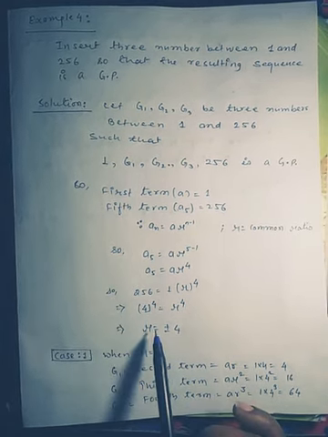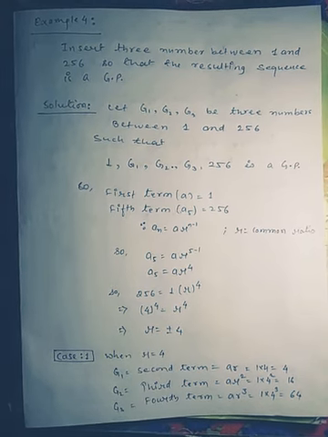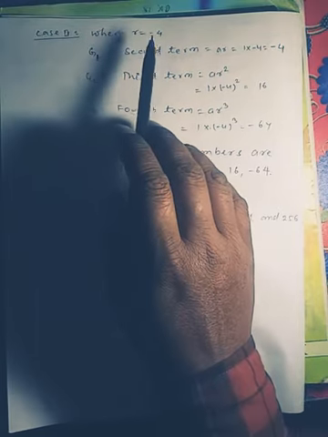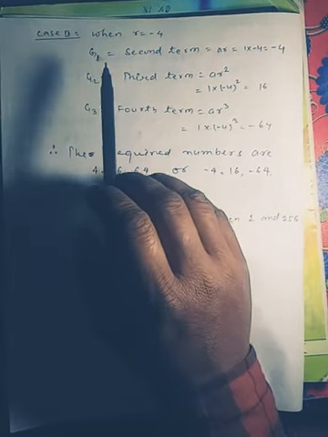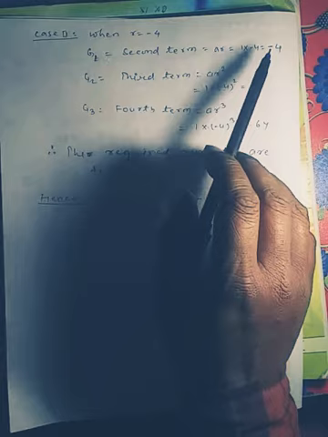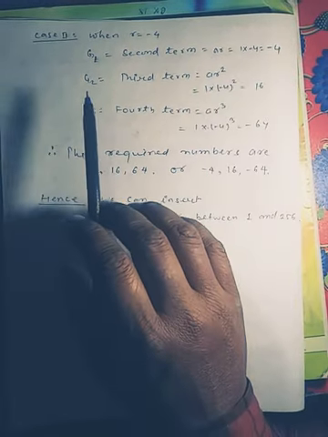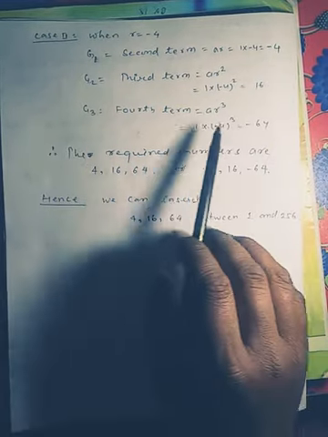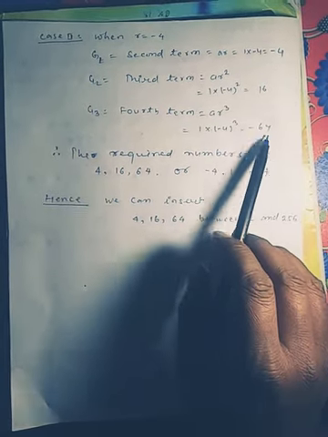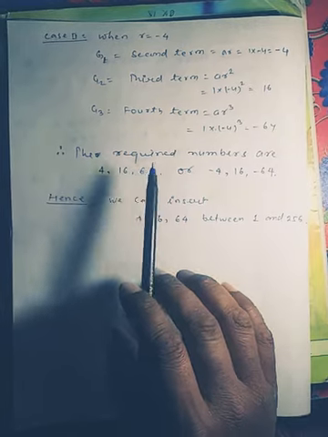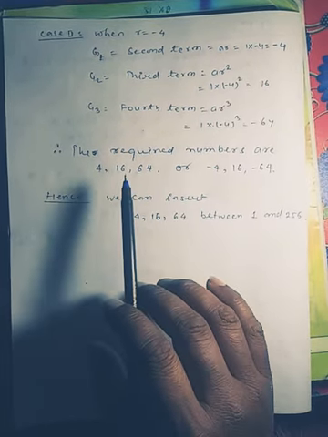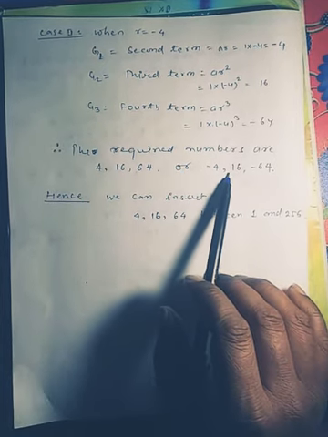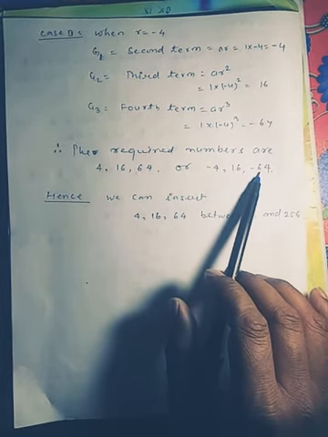Now case 2, when r equal to minus 4. When r equal to minus 4, G1 is minus 4, G2 is 16, G3 is minus 64. Therefore, required numbers are 4, 16, 64 or minus 4, 16, minus 64.